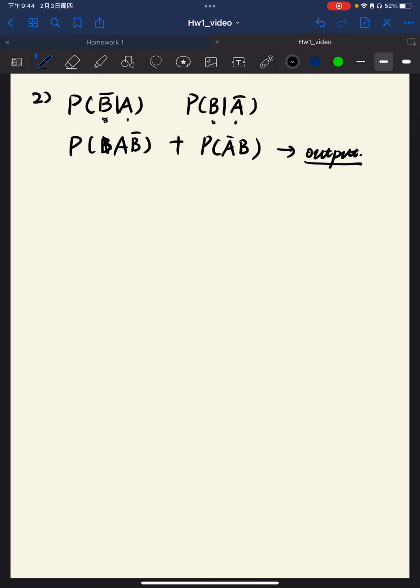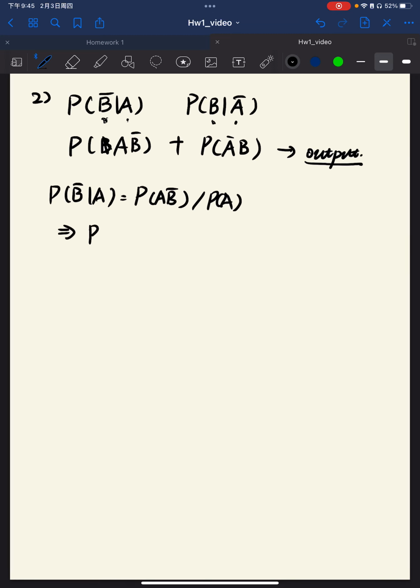We still use the definition of the conditional probability: P of B bar given A equals P of A and B bar divided by P of A, and it refers to the conditional probability for this one times P of A. So here, sending 1 and receiving 0, the conditional probability is 0.2, and then times the probability that we send 1, which is 0.4, that is 0.08 as we calculated previously.